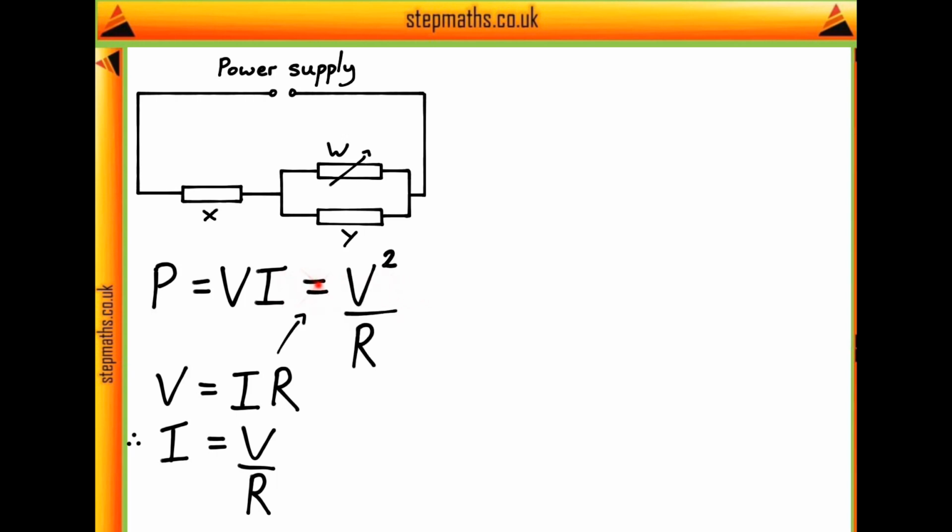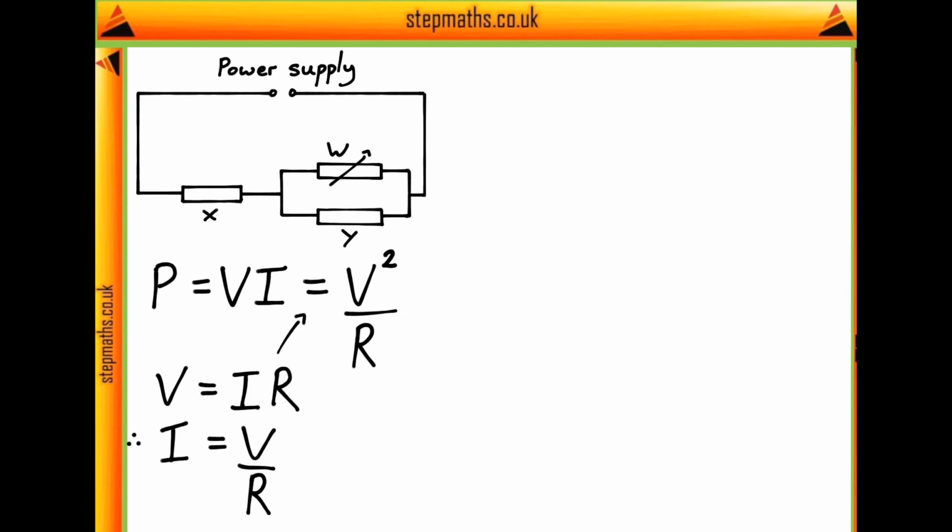It's quite handy having both these expressions, because we never know which one might be slightly more useful in other cases. Of course, if we wanted to, we could also substitute in that the voltage is equal to I multiplied by R, giving us that the power is equal to I squared R. But in this question, we're actually not going to have to use that one.